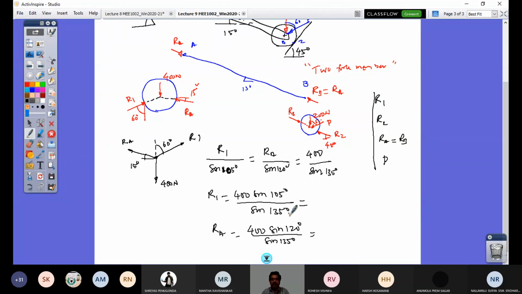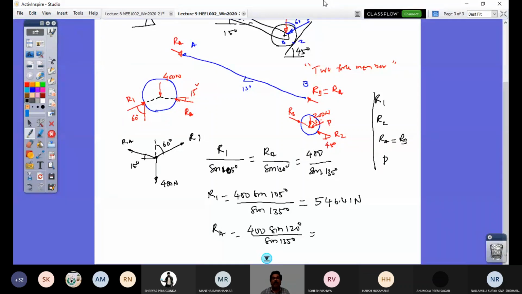So let me just solve this. 400 into sine 105 divided by sine 135 is equal to 546.41 Newton, and the RA value is 400 into sine 120 divided by sine 135. That's 489.9, so it's 490 Newton. So I could get these two.